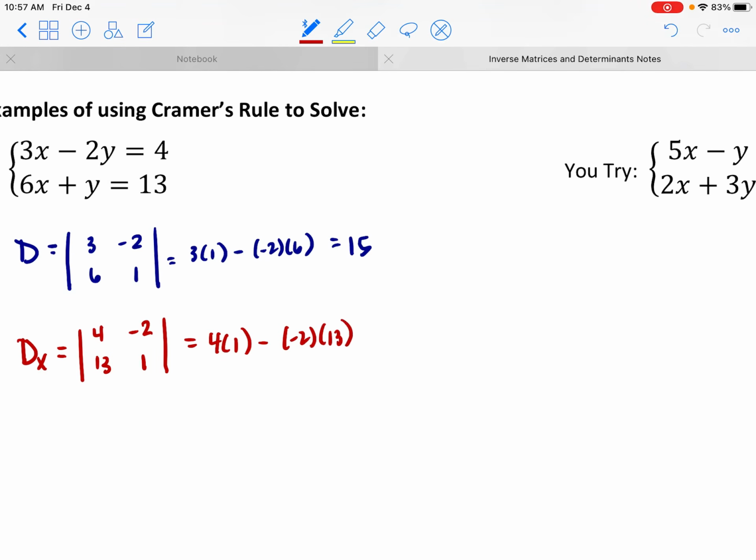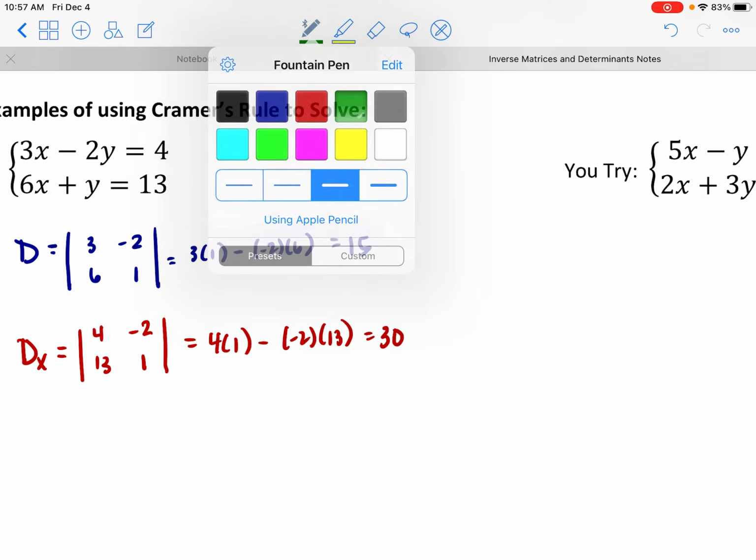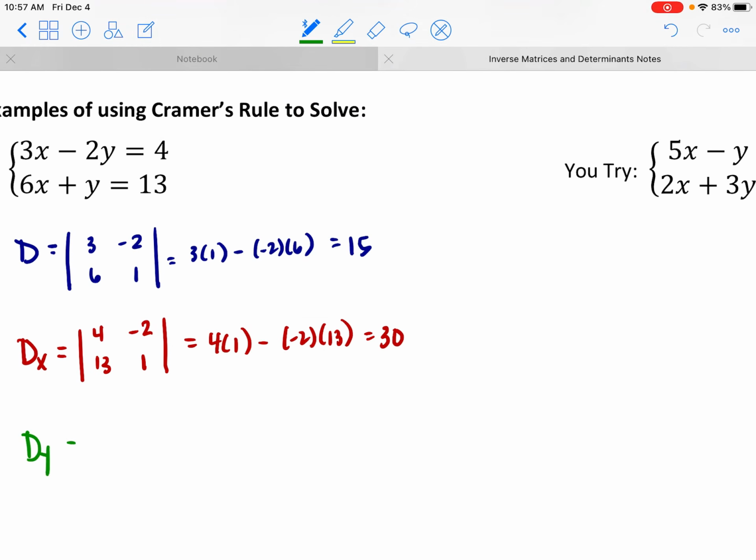Subtract the cross products. So that's going to be 4, this is going to be -26, and if I subtract a -26 I get a plus, so I end up with 30. So 30 for the determinant of x. Now I'm going to find the determinant of y.